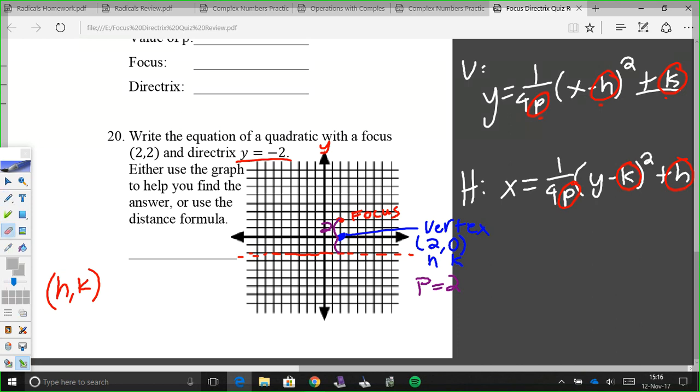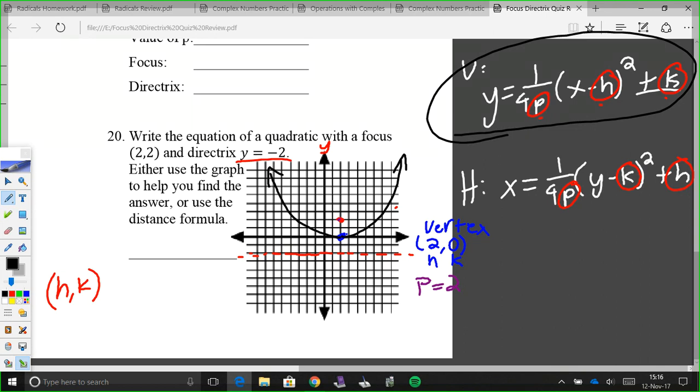Let me clean this up just a little bit. Because of where my focus, vertex, and directrix are, I want to know the shape of my parabola, whether it opens up and down or left and right, so I know if I'm using vertical or horizontal. It always opens away from the directrix. The directrix is that line at the bottom. My parabola is going to go through the vertex, opening away from the directrix, going around the focus. So my parabola will look like that. It opens up, which means it's vertical, so I'm going to be using this.